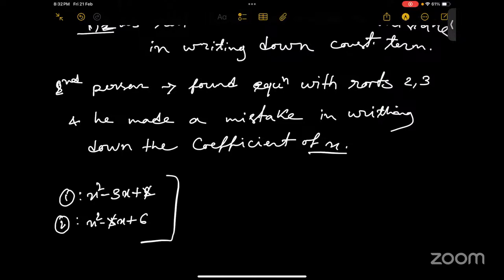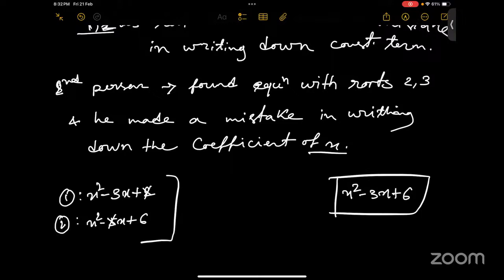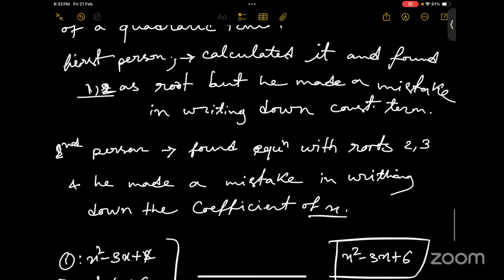May I answer? Yeah. Ma'am, is the answer x square minus 3x plus 6? Yeah, right. So this is the answer. Any doubt? Anyone? Can you please explain why we choose 6? Yes, this can be explained.